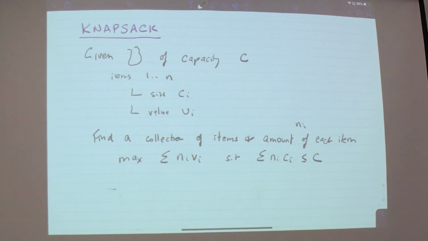The twist here in this problem is that I don't want just a subset or a collection. Like in subset sum, I said, give me a subset that works. Here, I don't just want a subset that fits in my bag, because the trivial answer to that is don't take anything. I want something of maximum value. So there's a notion of optimization here that wasn't there in the previous problem.